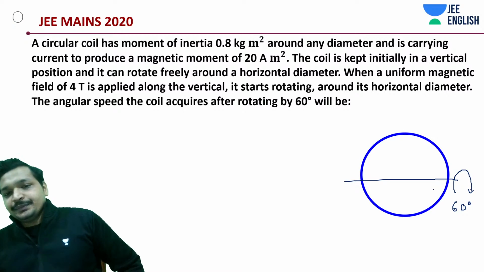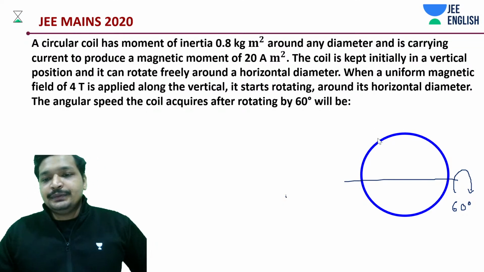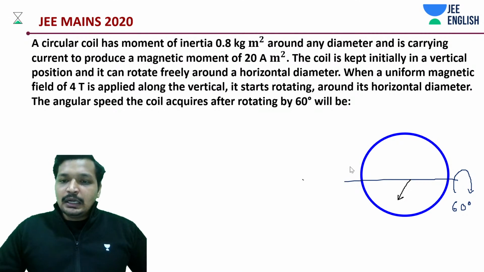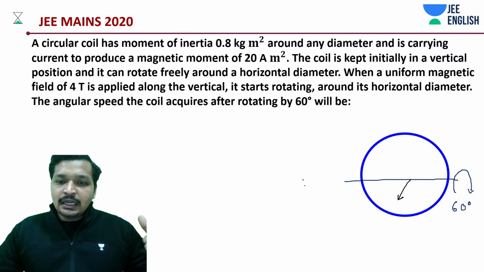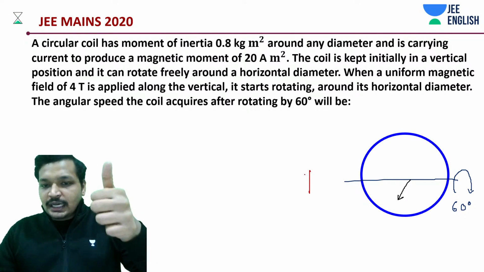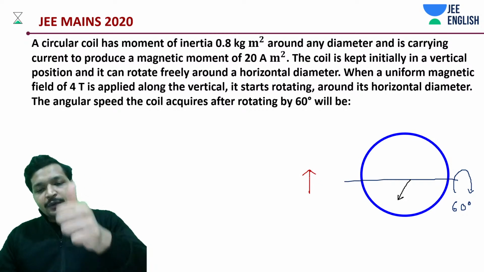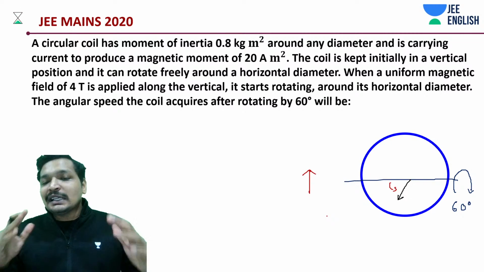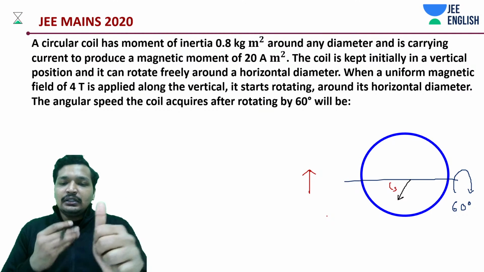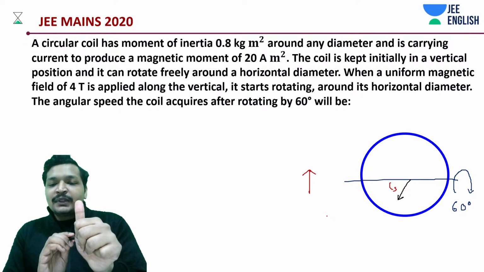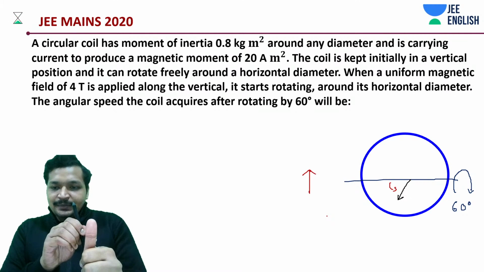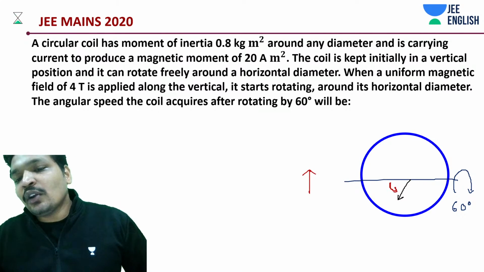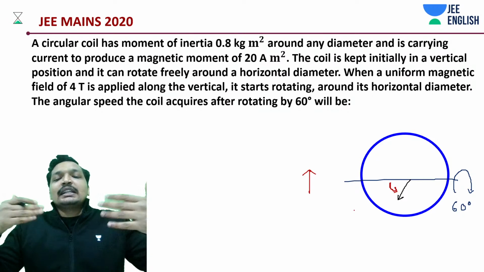Now let me ask you this question. Initially, something like this, your moment was in this direction and your field was in this direction. Now what happened? This has rotated by, so what was the initial angle? 90 degrees, like this and like this. And what happened? This has rotated by 60 degrees, which the coil, so does this line. Right? This line also rotated by 60 degrees.